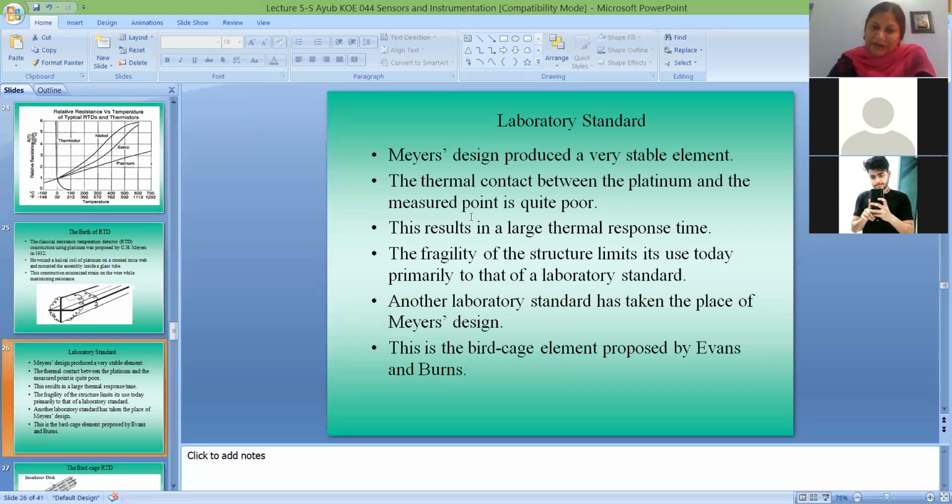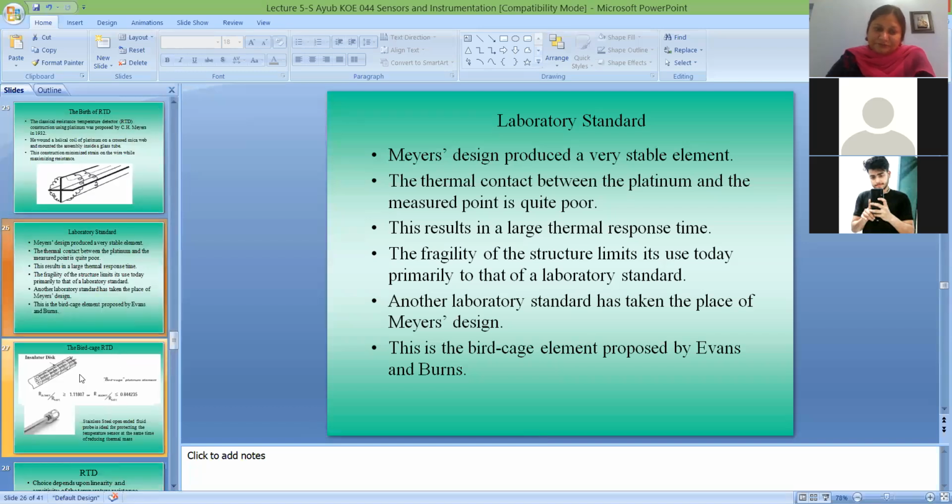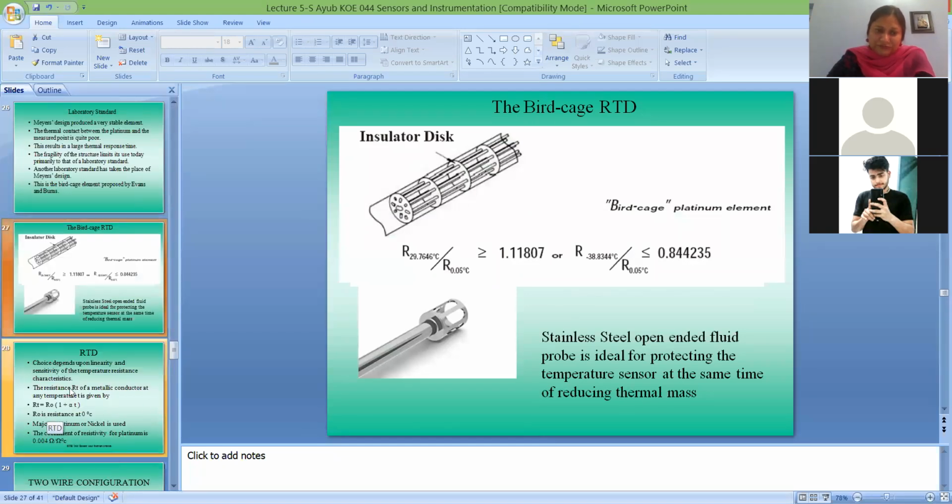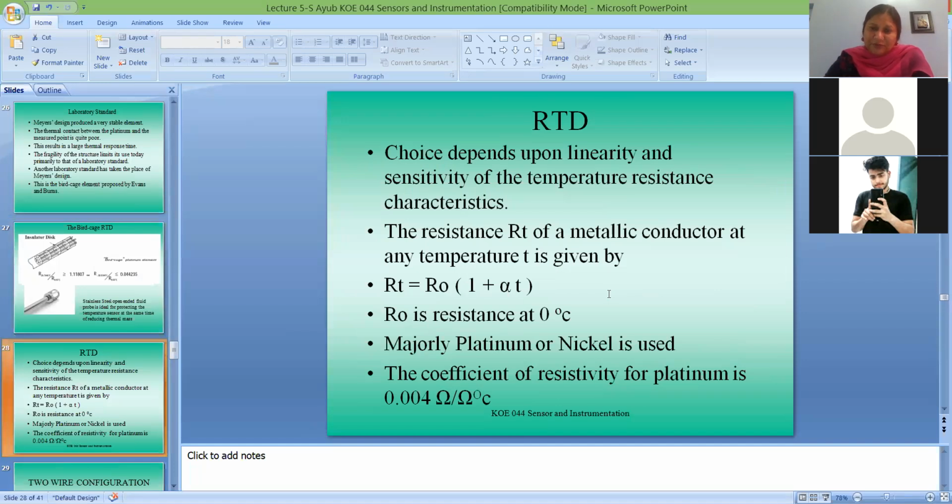This is the bird cage element proposed by Evans and Burns. Like this, small structures. Now, in short, the choice depends upon linearity and sensitivity of the temperature resistance characteristics. So depending upon that, you use the material. Like you have seen the responses. For platinum, it is more linear, but for other materials, it is non-linear.